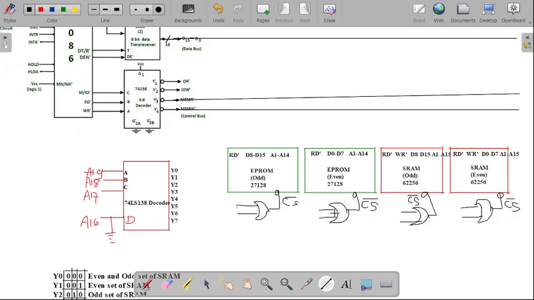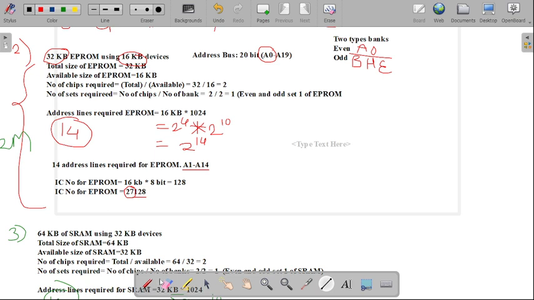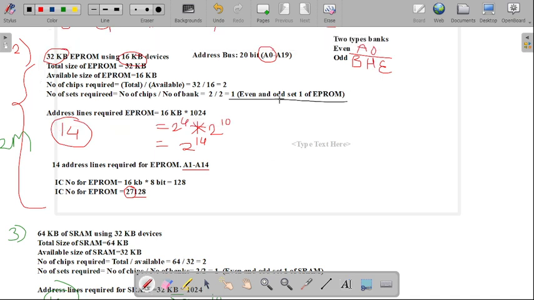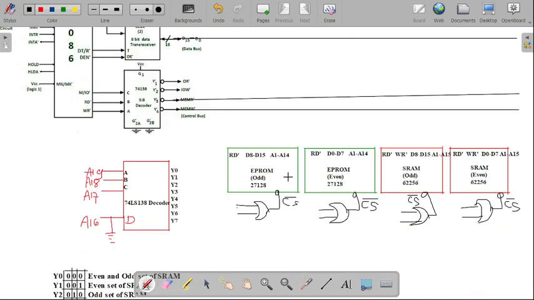Now check here in this diagram, in our example, in our second point, only one set of even and odd EPROM will be available. How did we find this one set of EPROM? Based on the formula, number of chips divided by number of banks. So we require only one set of even and odd EPROM, one set for even and one set for odd. So I have drawn in the diagram EPROM odd 27128, then EPROM even 27128.